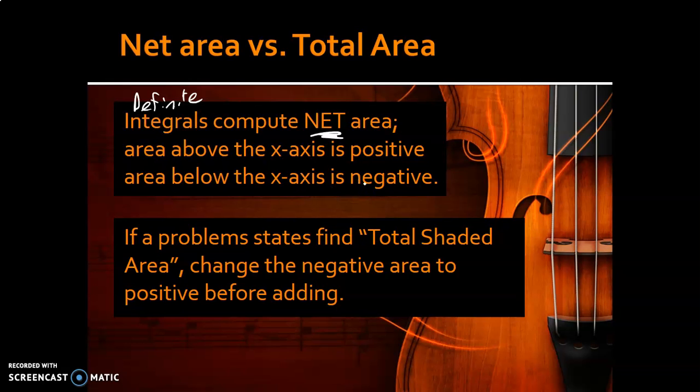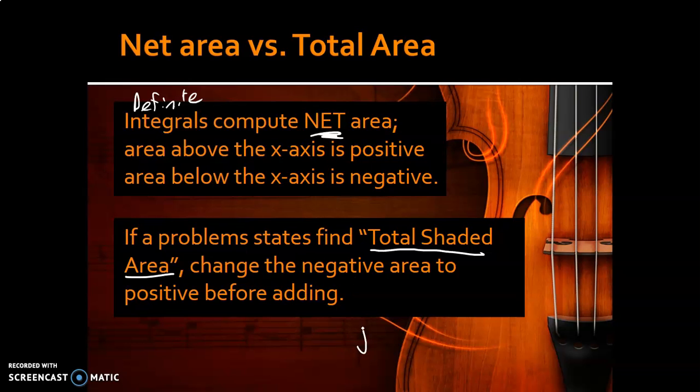Now, a common problem on the AP exam is not going to ask you to find the net area, but is going to ask you to find the total shaded area. If you want to find the total shaded area, there's two things you can do. If you have a picture, you would just want to make any negative areas into positive. You just think about them as a positive value and then add them all together.